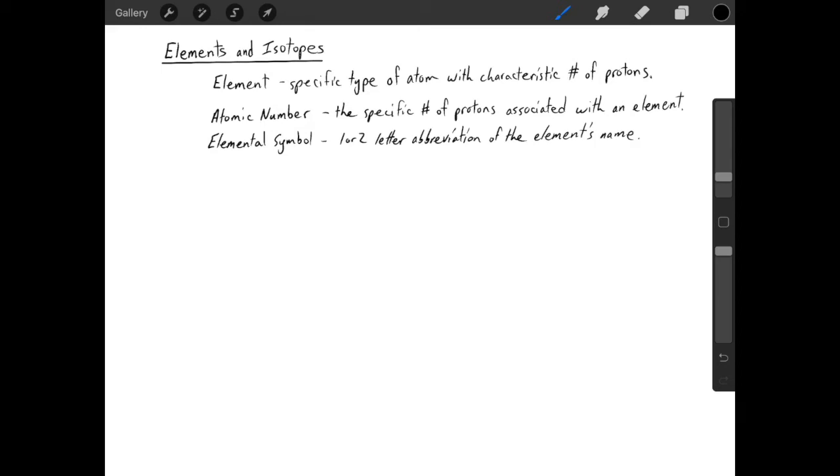So every element is an atom, and every atom has protons and electrons, an equal number of protons and electrons. These elements can also contain neutrons, and the number of neutrons in an atom can actually vary without changing the element. Remember that it's the protons that control the nature of the element. So different versions of an element that have different numbers of neutrons are referred to as isotopes.